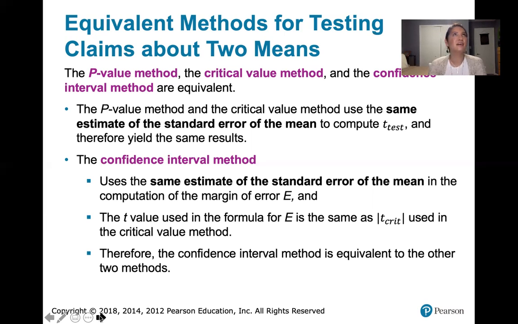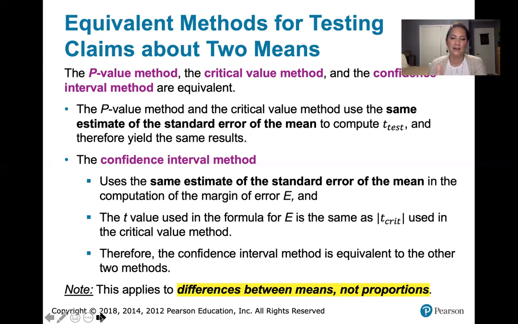Now, if you're saying to yourself, I thought that wasn't how it worked, I want you to note that this is applying to differences between means, not proportions. This is true that all three methods are equivalent to each other when we're talking about differences between mu sub 1 and mu sub 2. But when we start talking about differences between p sub 1 and p sub 2, proportions, it turns out that the p-value and critical value method are equivalent, but not the confidence interval method. So remember, with the means, all three methods are equivalent to each other. With proportions, they're not equivalent to each other.